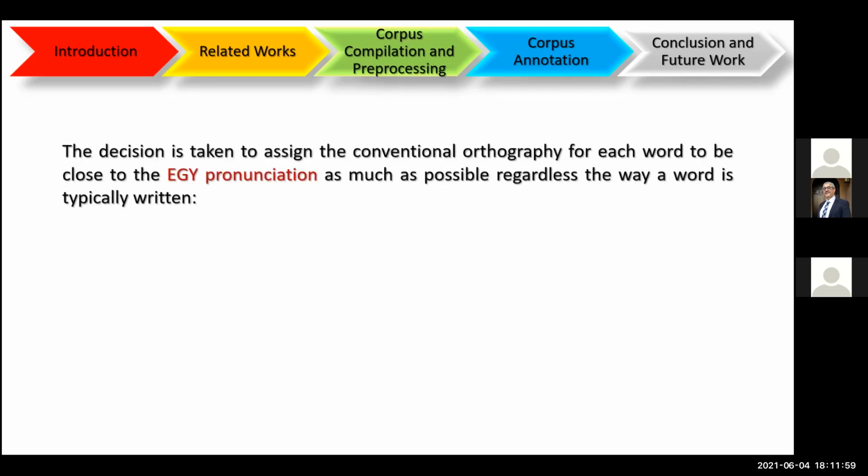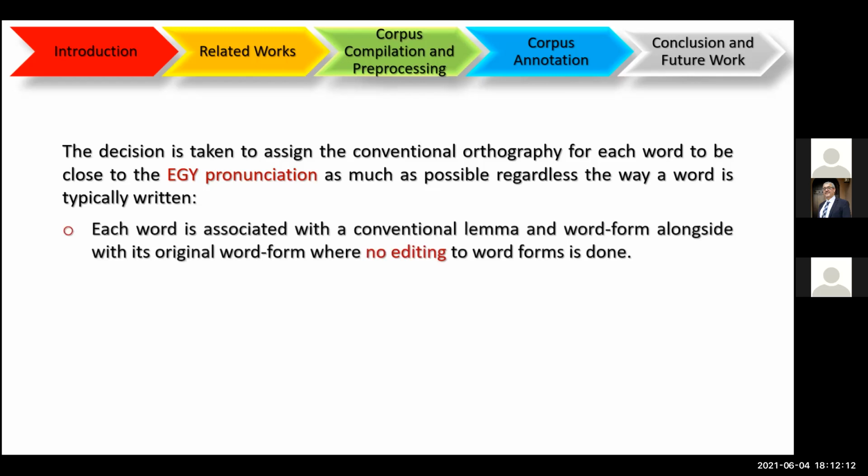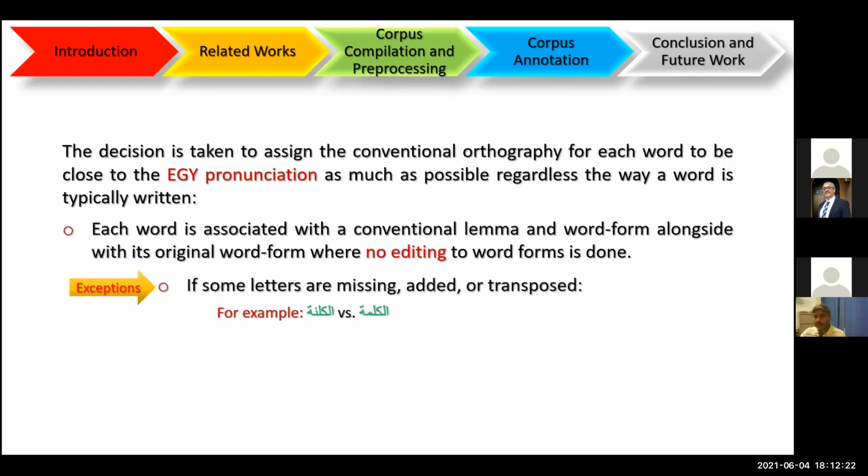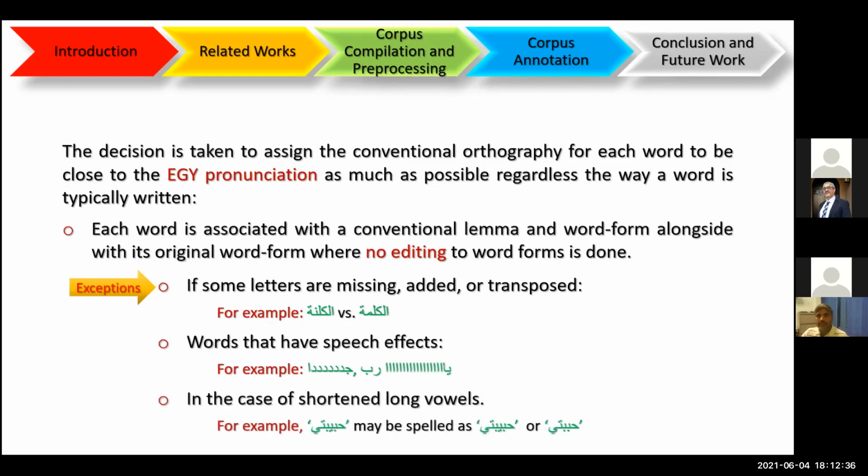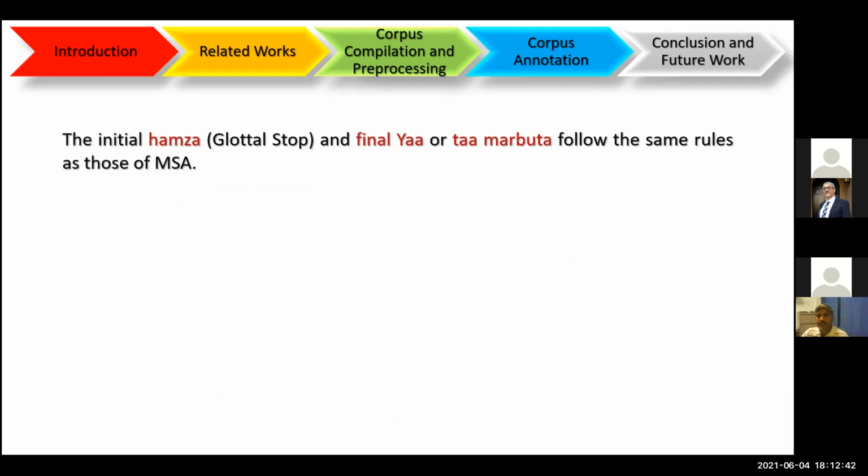The decision is taken to assign a conventional orthography for each word that is as close to the EG pronunciation as possible, regardless of the way the word is typically written, where each word is associated with a conventional lemma and word form alongside its original word form, where no editing to the word form is done, except in some cases where letters are missed, added or transposed, in the case of words that have speech effects, or in the case of shortened long vowels.